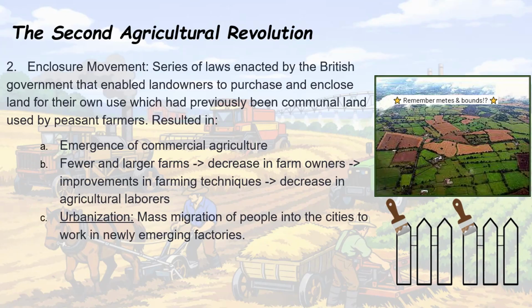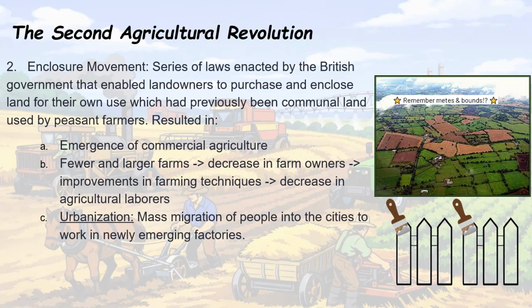Farming was no longer mainly about feeding your own family. It became about producing crops for profit. Farms became fewer but larger. Bigger farms meant more efficient techniques, but it also meant fewer farm owners and fewer agricultural laborers.